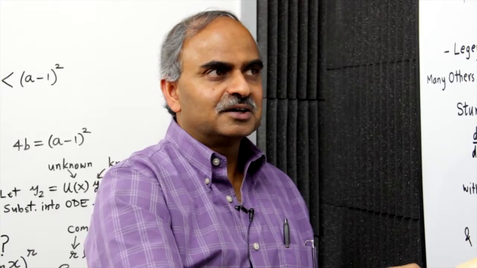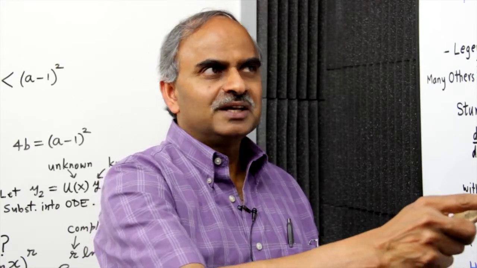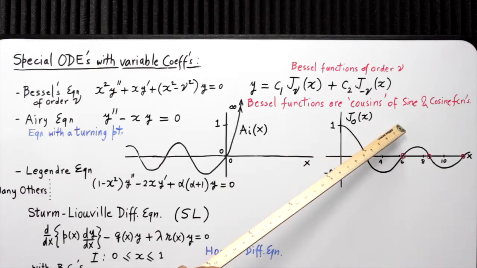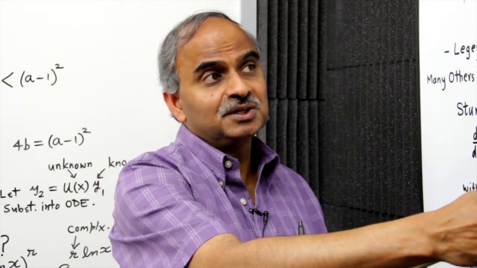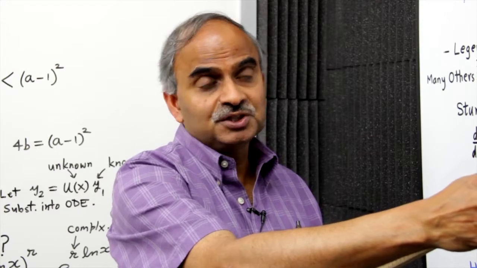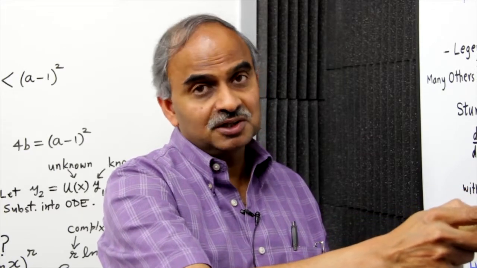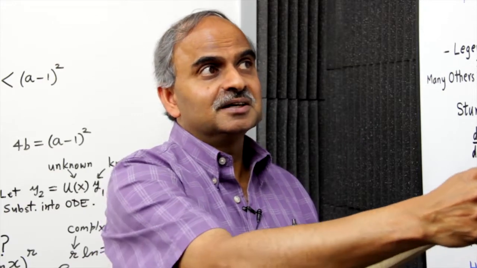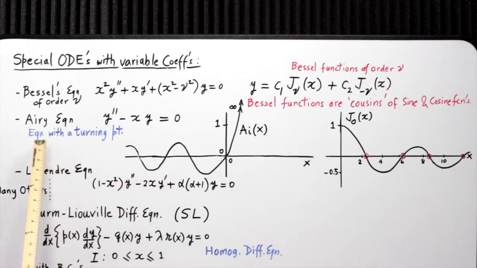They are richer than sine and cosine functions, and they are cousins of sine and cosine in the sense that in problems where sine and cosine functions appear in a planar or rectangular geometry, if we consider circular geometry or spherical geometry, then the related functions that show up are Bessel functions. So we can think of them in that way.